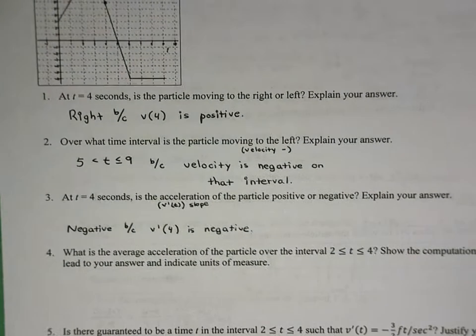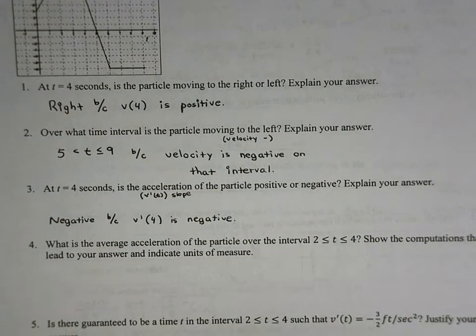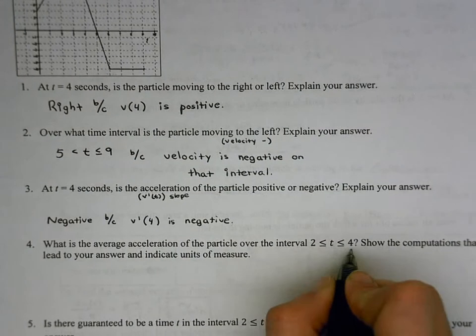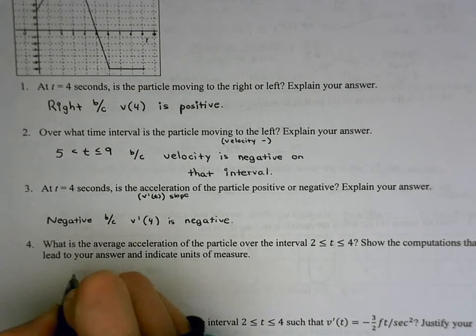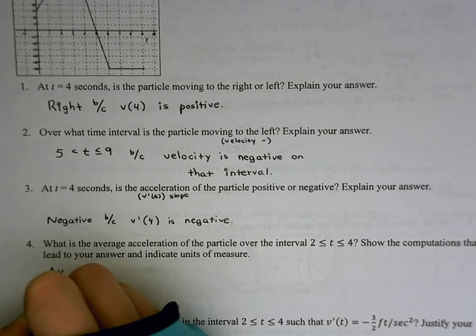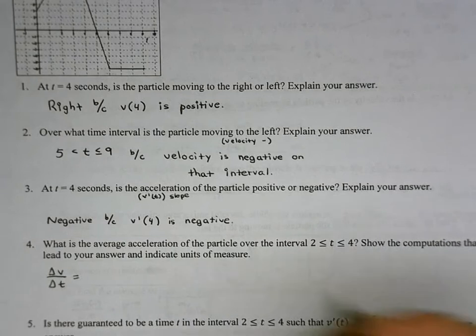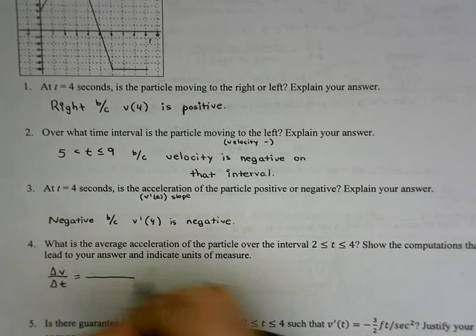Okay, number 4, what is the average acceleration of the particle over the time interval 2 to 4? Show the computations that lead to your answer and indicate units of measurement. Average acceleration, we talked about this on the front, is the change in velocity over the change in time. Well, my time was 2 to 4.